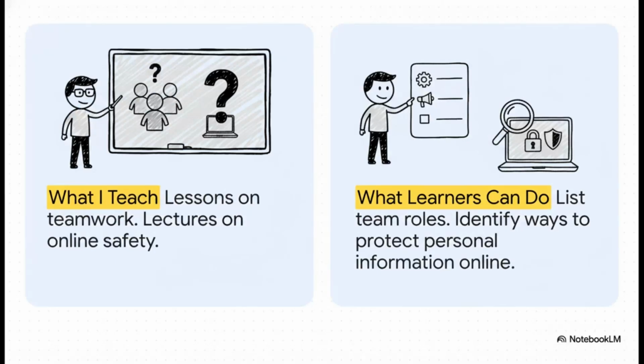And this little chart, it just nails the difference. It's that shift from a kind of vague aim like lessons on teamwork to a concrete, observable action. List roles within a team. Or going from lectures on online safety to something we can actually check, right? Can the learner identify ways to protect personal information online? See the difference? One's an activity, the other is a real ability.